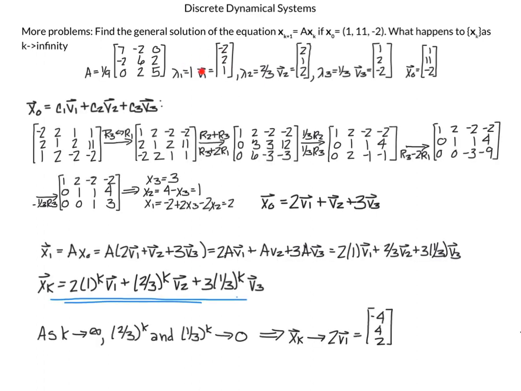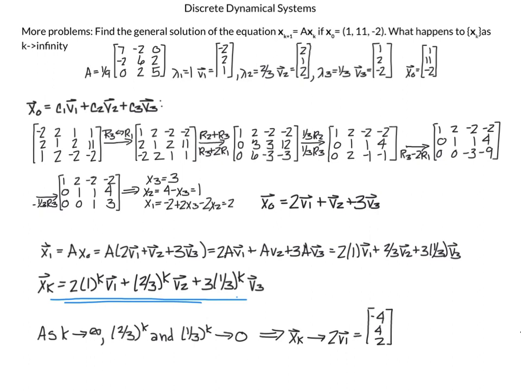I thought it was kind of nice. We had the eigenvalues and eigenvectors given to us. So the first thing we need to do is write x0 in terms of our eigenvectors, as a linear combination of v1, v2, v3. So we solve this augmented matrix here, and we find that x3 is equal to 3, x2 is equal to 1, and x1 is equal to 2. So that means x0 is equal to 2v1 plus 1v2 plus 3v3.